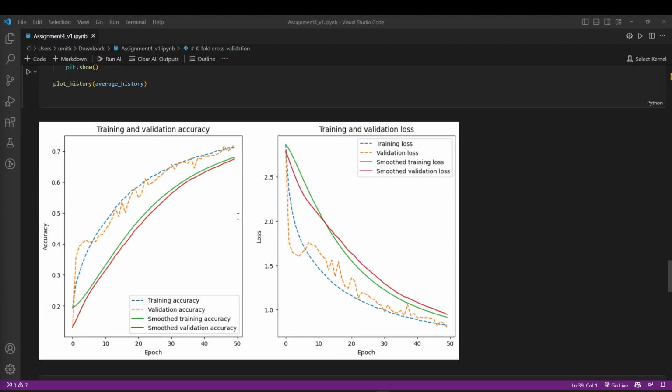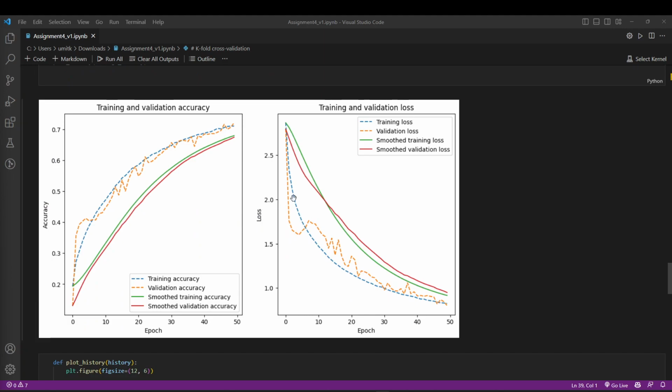Moving on, we can also see the smoothed training loss and dashed lines. We can see that over here, smoothed train accuracy and validation accuracy go almost parallel to each other, getting very close to each other at the end. And over here, we can see the smoothed train loss and smoothed validation loss, and we can see how the smoothed validation loss crosses over the smoothed training loss.